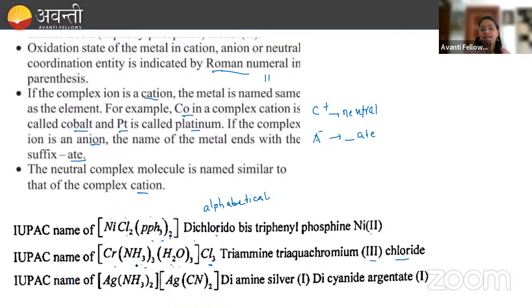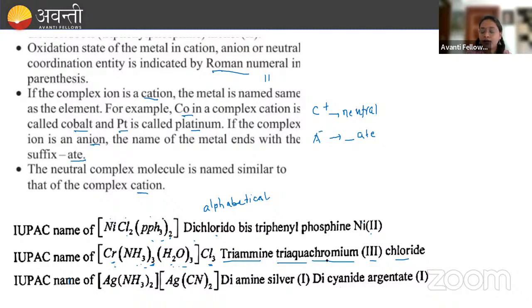So this is aqua and this is amine. Which comes first according to alphabetical order? Amine is first. There are 3 of them, so triamine, and these are also 3, so triaqua. Then this is a positive cation, chromium, so we have directly written chromium(III) chloride.